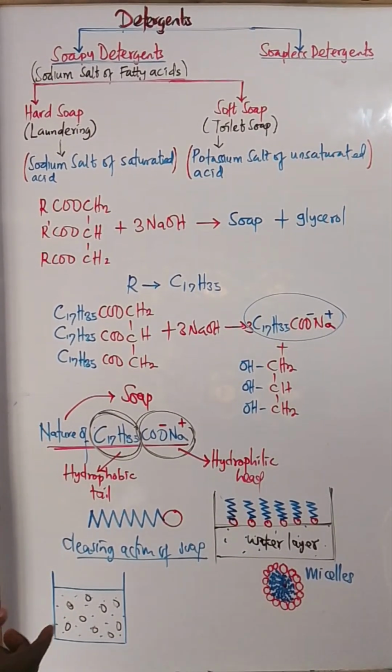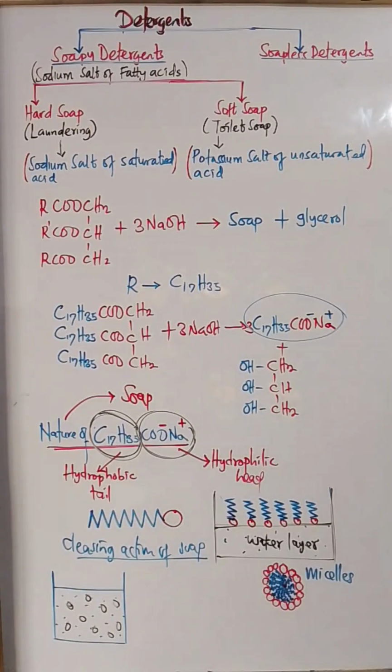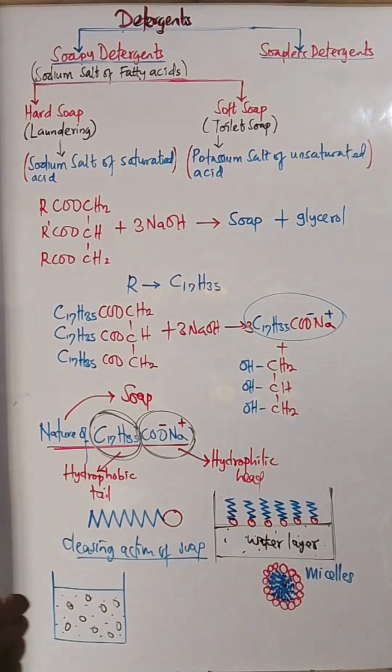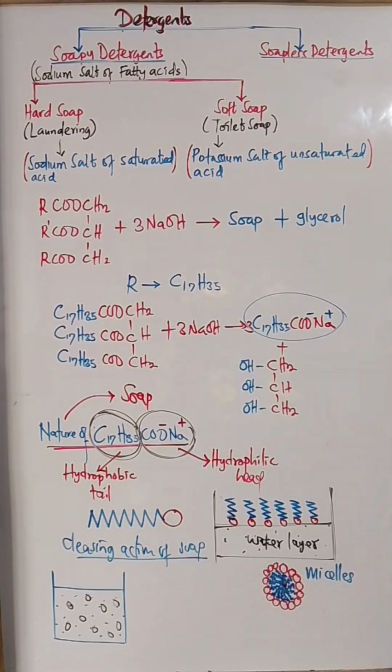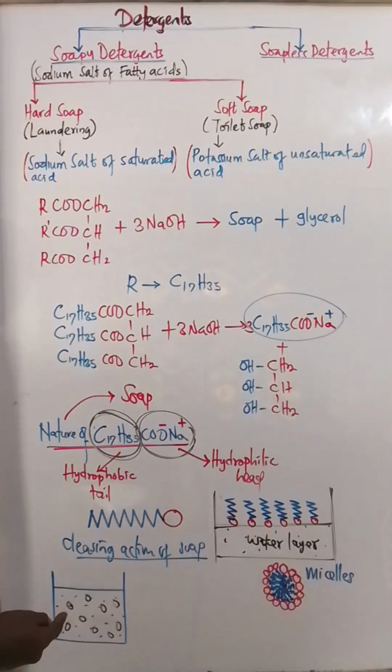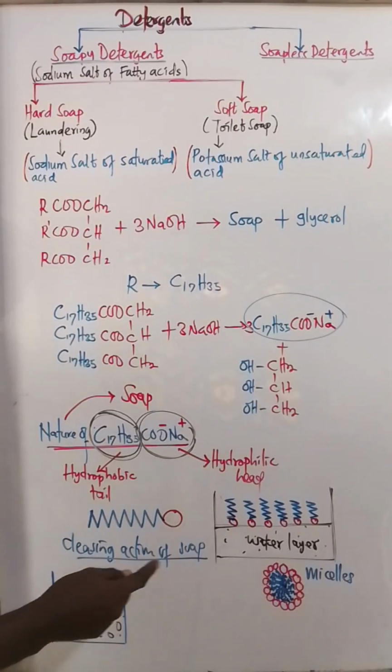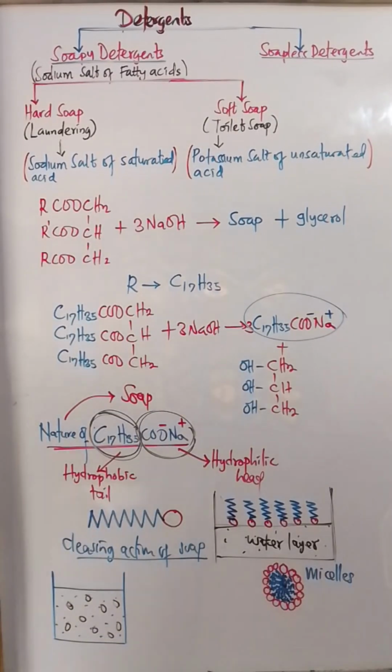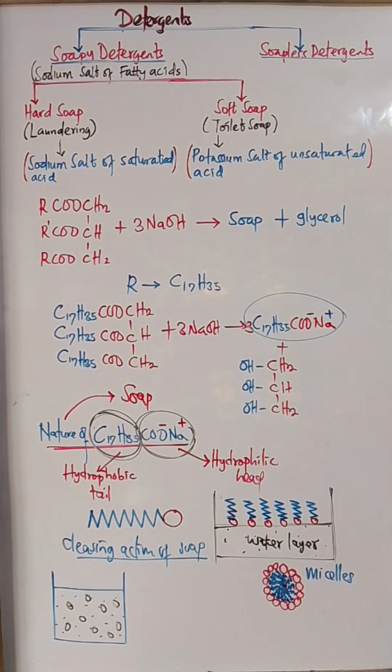So in this case, all these micelles act as what we call an emulsifying agent. The soap in this case acts as an emulsifying agent. And this happens because the tails will dissolve in the oil. Because the tails are non-polar, they will dissolve in the oil. But for the heads, they have ions.